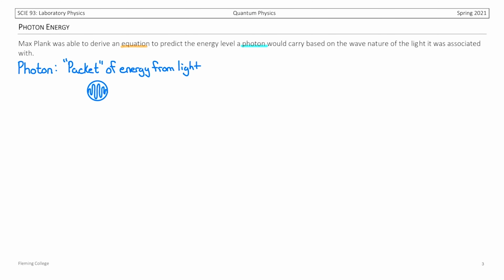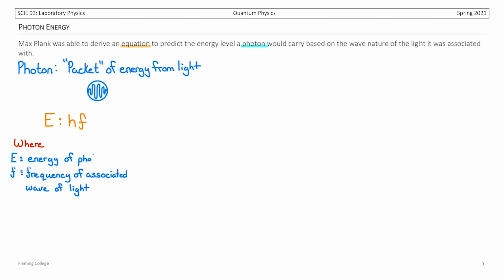And Max Planck's equation is that the energy of a photon will be equal to h times f, where f is the frequency associated with the wave of light. So any photon, even though it behaves like a single particle, is still associated with a wavelength of light. Remember, the wavelength determines the color and energy level of light. And the other piece of information in that equation is h, which is Planck's constant.